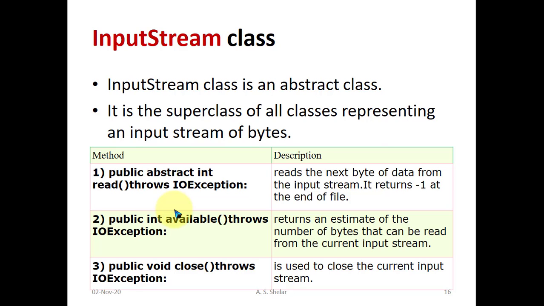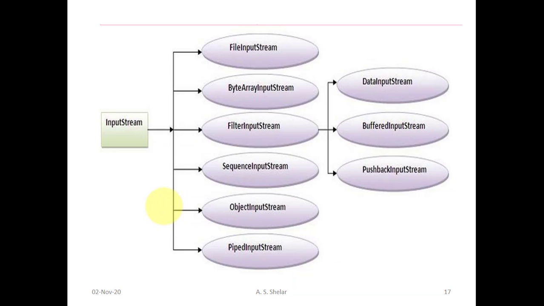Look, InputStream also has an inheritance hierarchy. This is also abstract. You cannot create an object of this, but we can create a reference. These are subclasses of InputStream, and these are subclasses of FilterInputStream. FilterInputStream is an InputStream. Again, BufferedInputStream we are going to use, like a buffer we will use for file handling. BufferedInputStream is a subclass of FilterInputStream, and FilterInputStream is a subclass of InputStream.